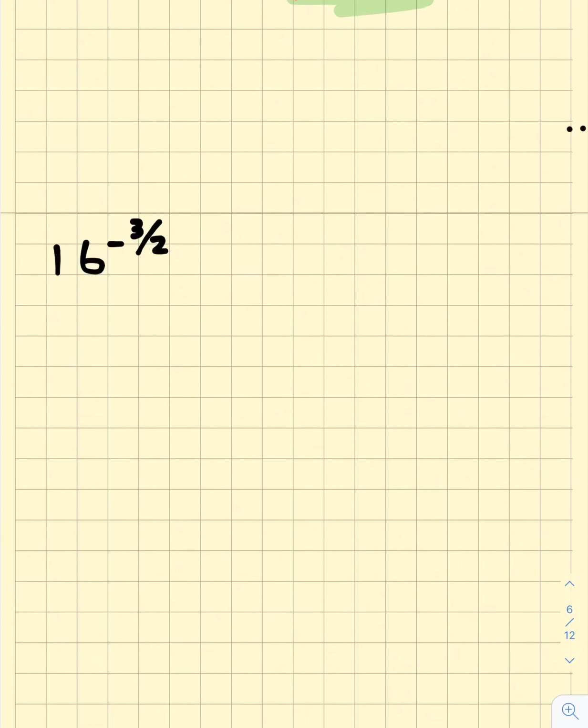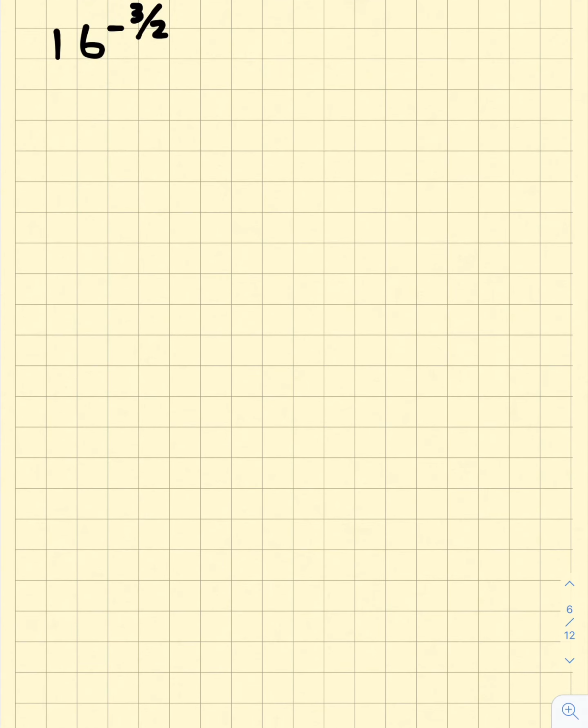Let's take a look at another example now. 16 to the power of negative 3/2. Now here we have a negative power, and we also have a fractional power. So what we are going to do first of all is ignore our negative power, because we know that the negative means reciprocal, so we can deal with that right at the end. First, we're going to deal with the fractional power.